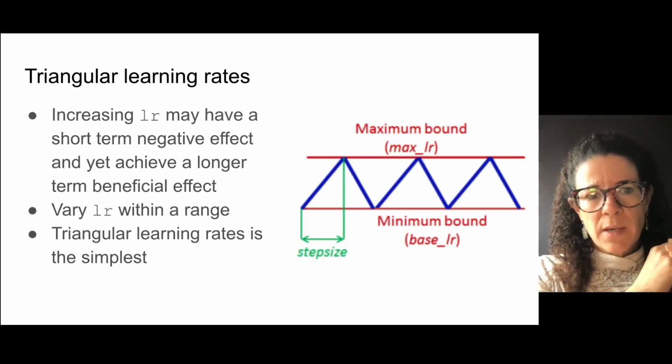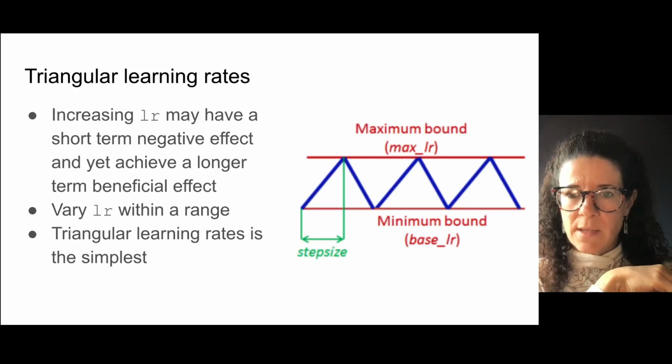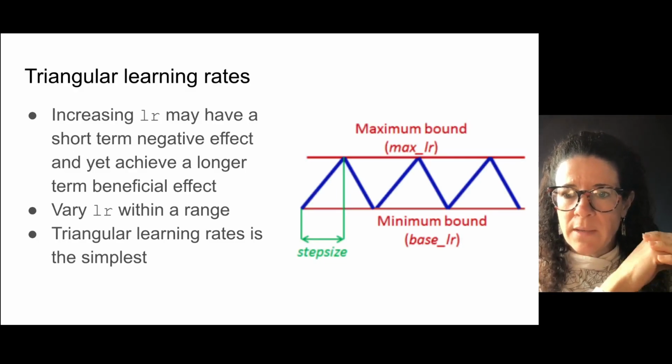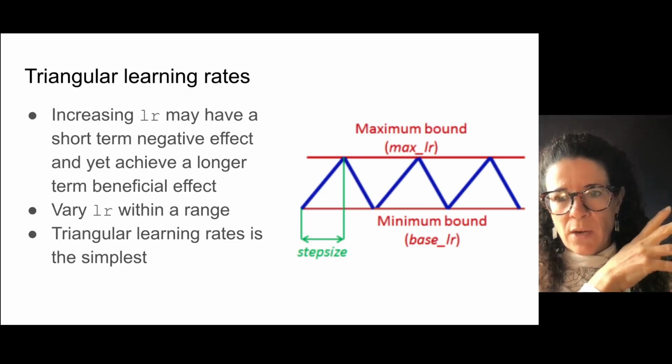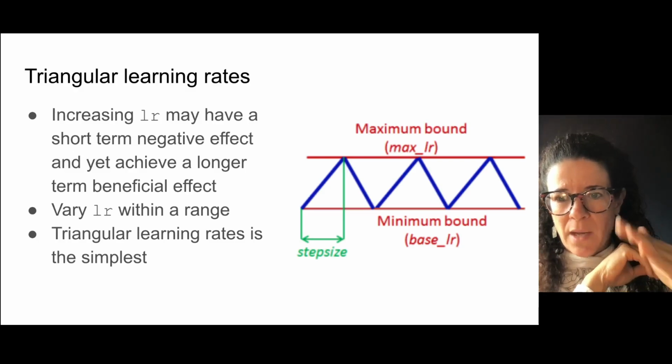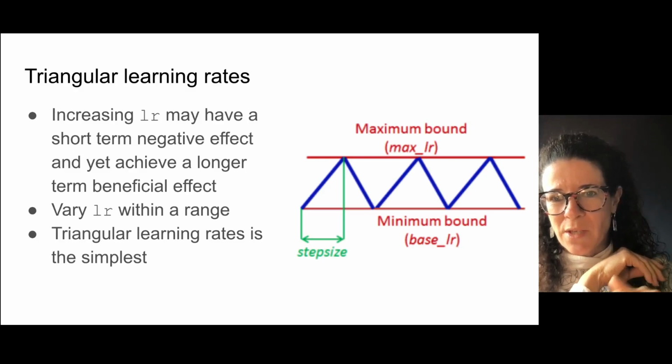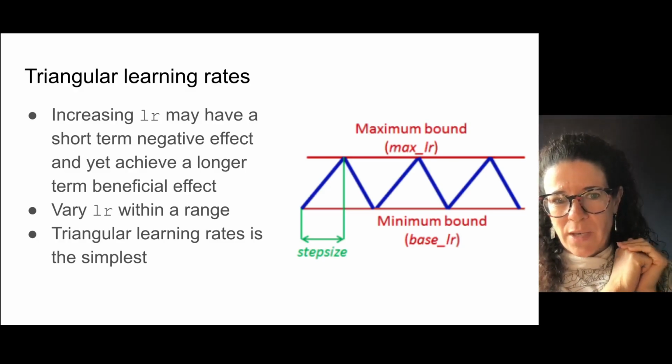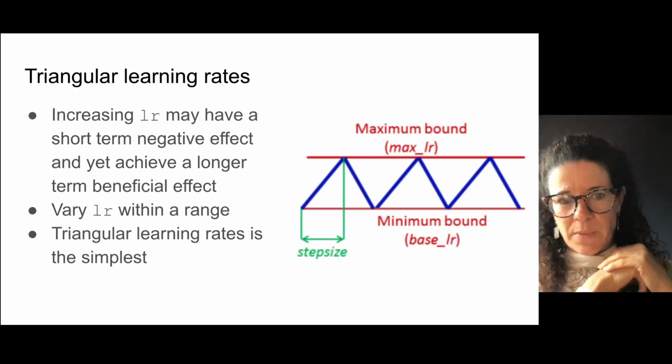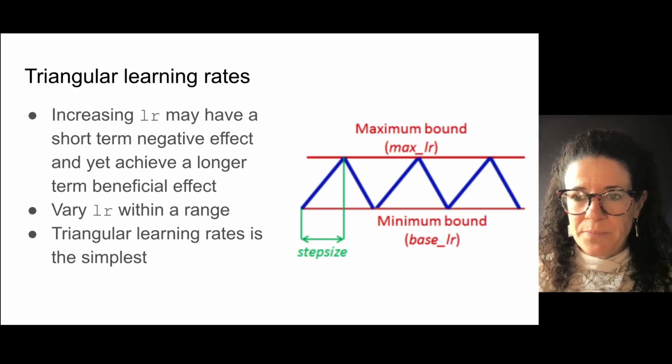Now that you have your base learning rate and your maximum learning rate, there are different things you can do with it. One of them is called triangular learning rates, where you go up and down between your base learning rate and your maximum learning rate, and you do that several times. So that's a simple strategy.